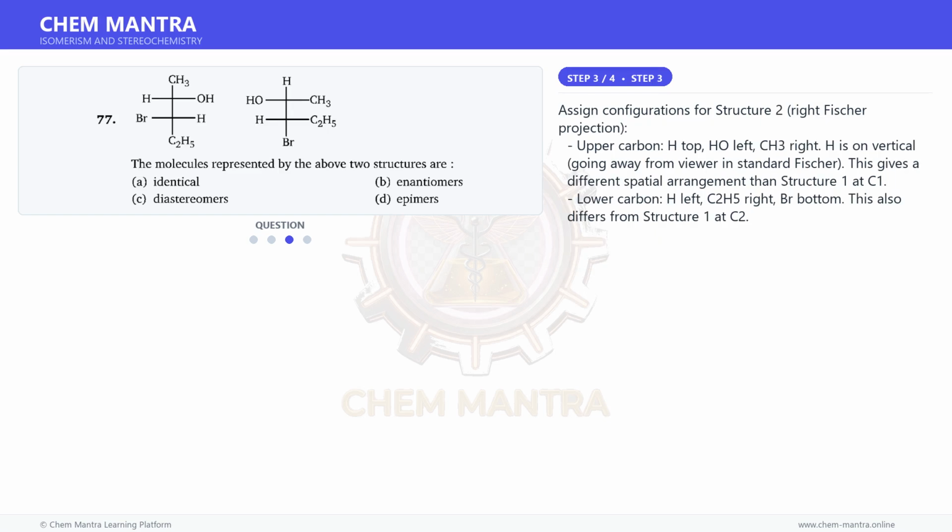Assign configurations for structure 2, right Fischer projection. Upper carbon: H top, O left, CH3 right. H is on vertical, going away from the viewer in standard Fischer. This gives a different spatial arrangement than structure 1 at C1. Lower carbon: H left, C2H5 right, Br bottom. This also differs from structure 1 at C2.